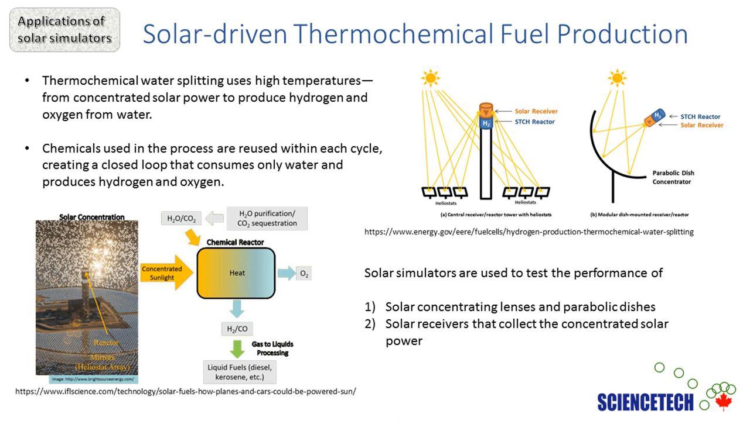Just as with concentrated photovoltaic systems and also solar thermal power generation, this technology also concentrates the solar energy with the use of mirrors or lenses. So on the top right-hand corner, you can see two different solar thermal concentration systems. One contains flat mirrors called heliostats, directing the solar energy to a reactor. We can also use parabolic mirror concentrators to focus the solar energy to a reactor. Solar simulators are used to test the performance of these solar concentrating mirrors or parabolic dishes. They're also used to test the receivers and reactors that collect the concentrated power.